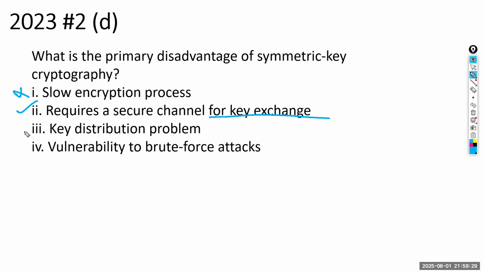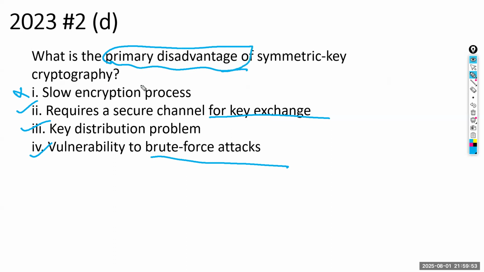Now you have two answers. Vulnerabilities to brute force attacks. So that also can happen, right? Any system is vulnerable to brute force attack, especially these symmetric key cryptographic systems. So anyway, this is also correct, but they ask primary disadvantage. So therefore, in these questions, usually only one answer is correct, right?